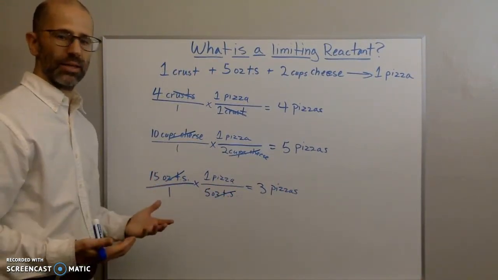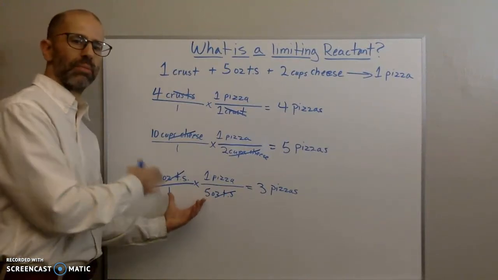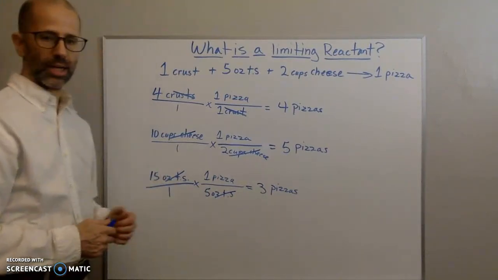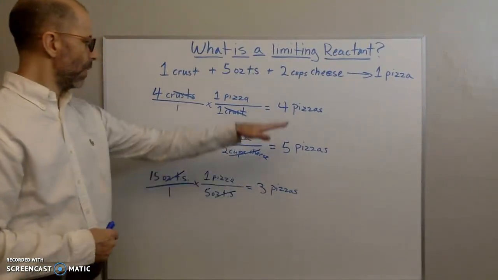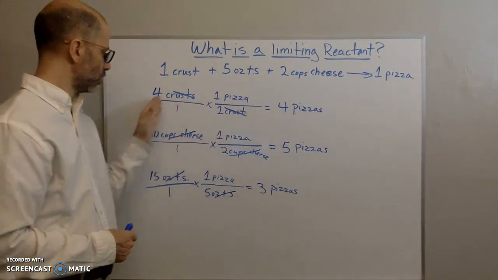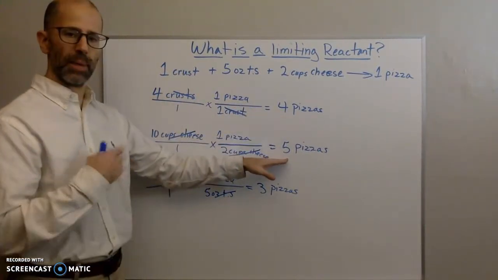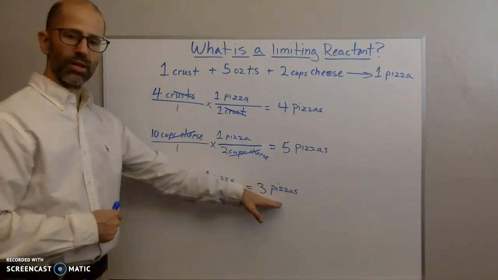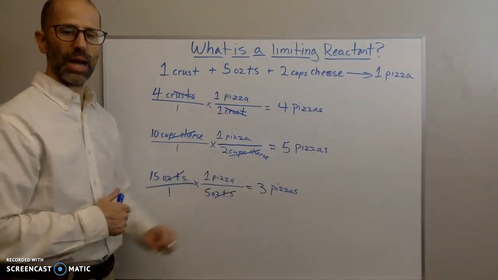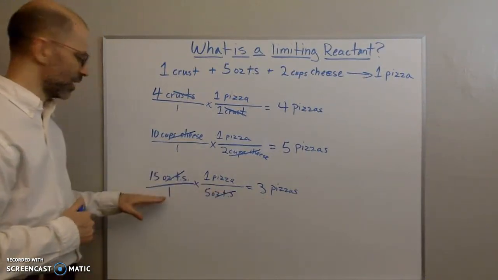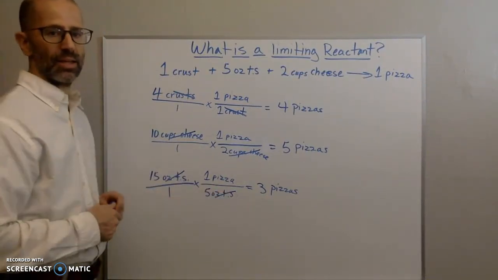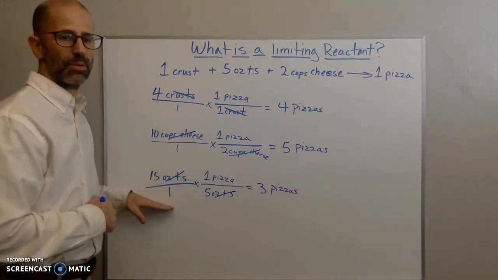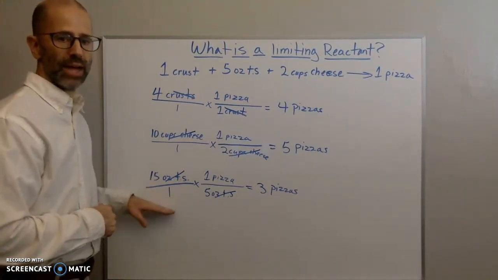I am limited by the tomato sauce as far as the number of pizzas I can make. And that's what this 3 tells me. So if I convert all of this into the number of pizzas that I can make, if I have enough ingredients, then the lowest number is what tells me I'm limited. And that tells me the ingredient that is limiting the number of pizzas I make. It's that ingredient that I call the limiting reactant.